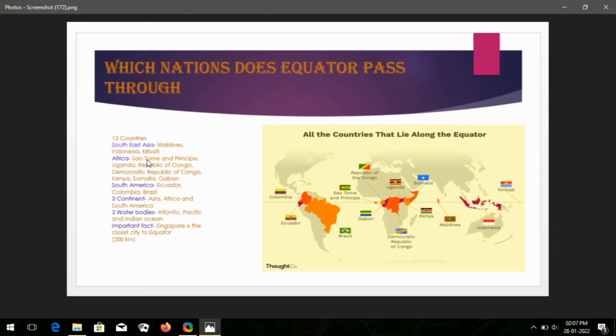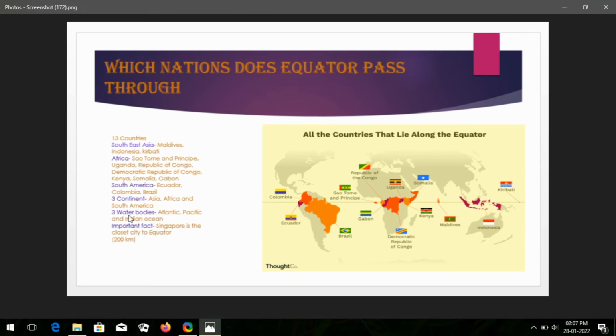And in Africa, São Tomé and Príncipe, Uganda, Republic of Congo, Democratic Republic of Congo, and Kenya, Somalia, and Gabon, fine. This part I'm talking about in Africa. These are the countries which are located near about the equator, fine. And if you talk about South America, then in South America totally 3 countries, Ecuador, Colombia, and Brazil, fine.